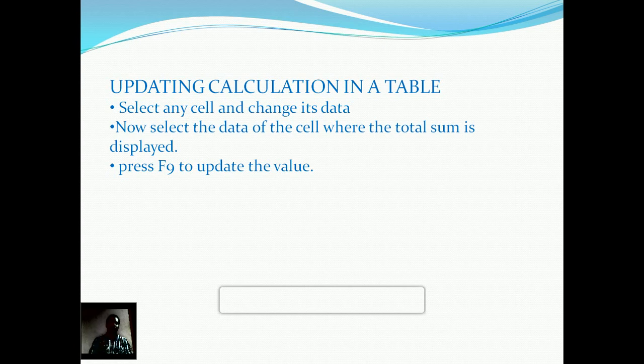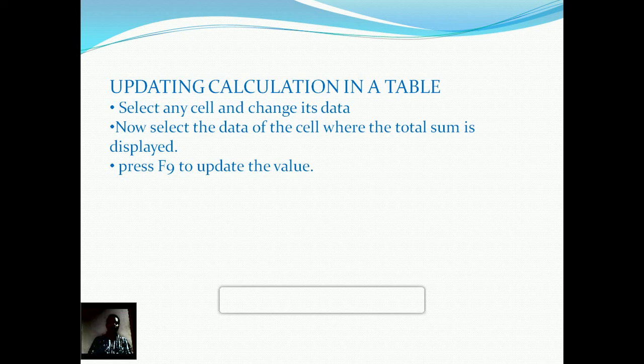That is called updation. Now select any cell and change its data. You have entered some data, and change the values. Now the next thing is that you have to select the cell and the particular data where the result is displayed, in this case, where the sum is displayed. Now after that, press F9 to update the value. After selecting the resulted value, you select it and press F9.